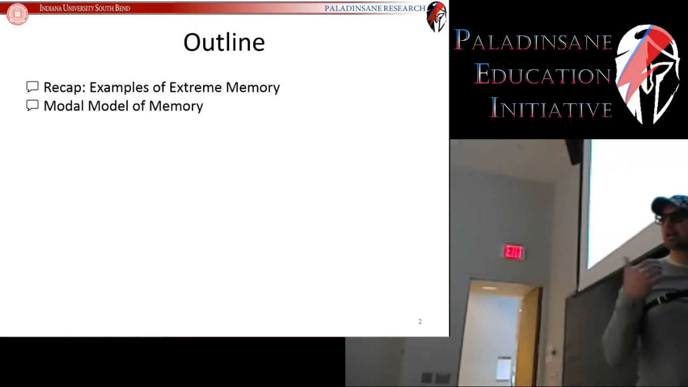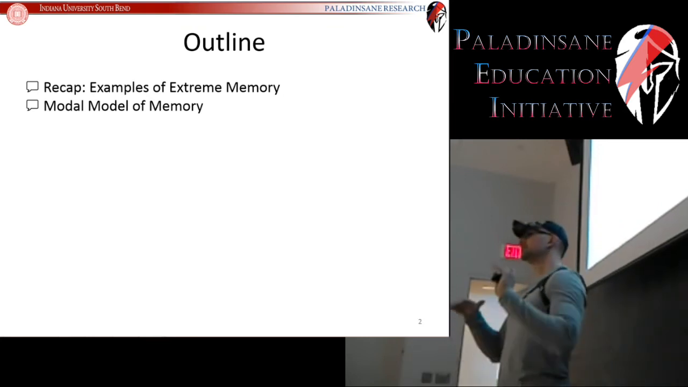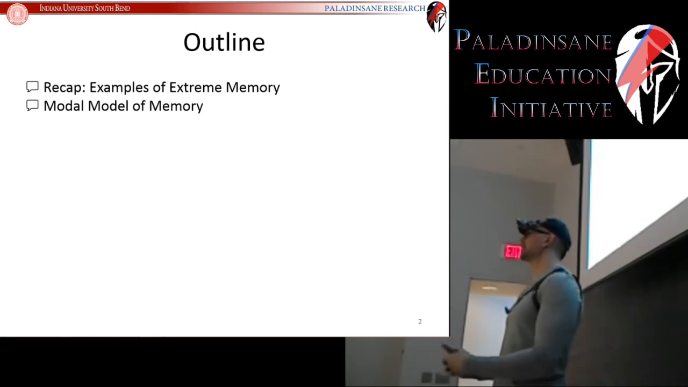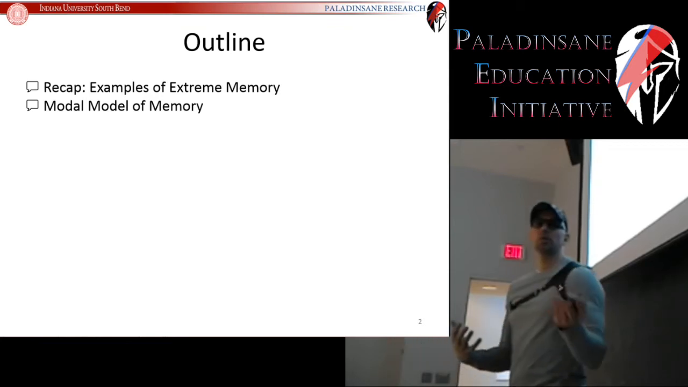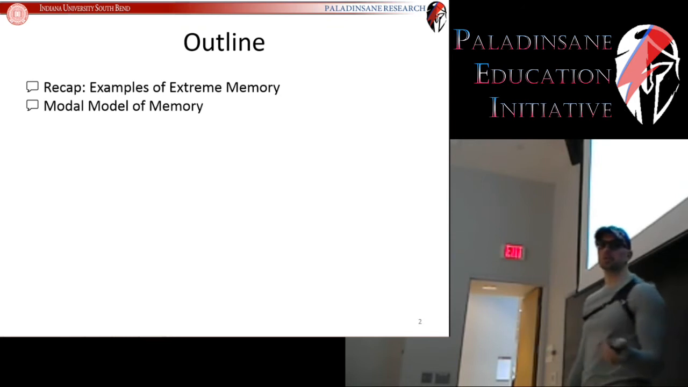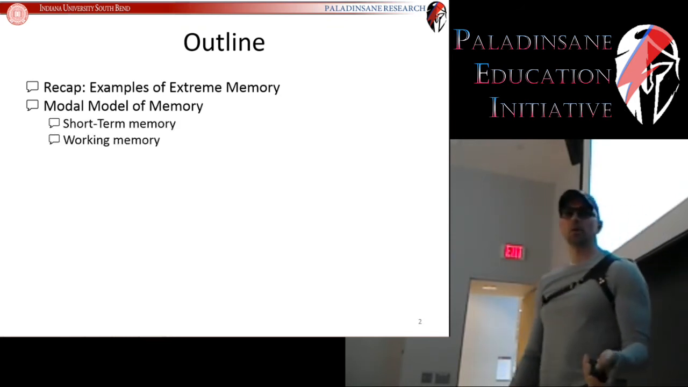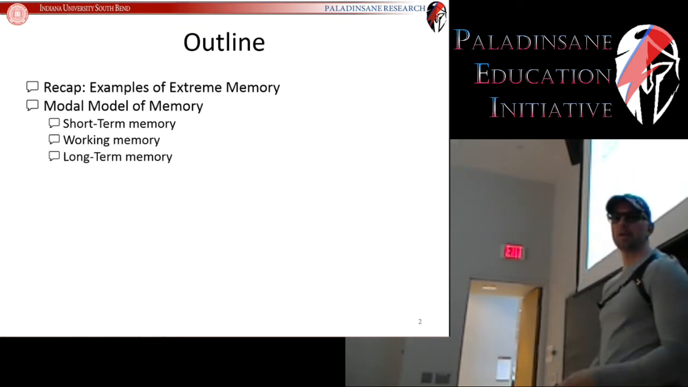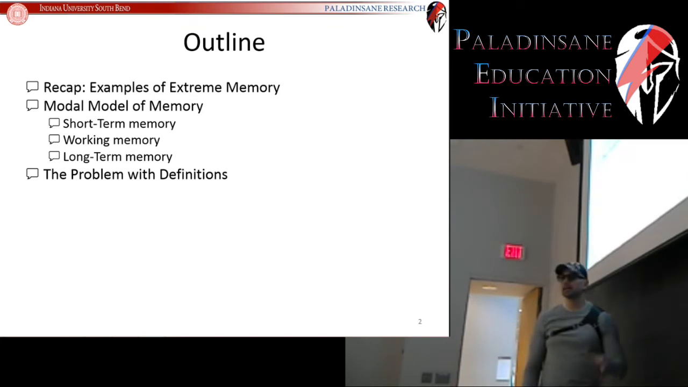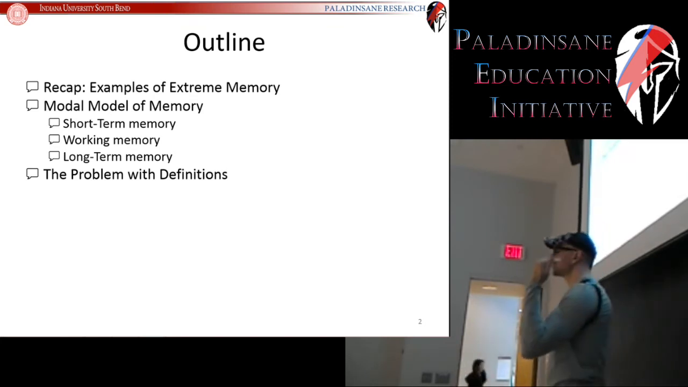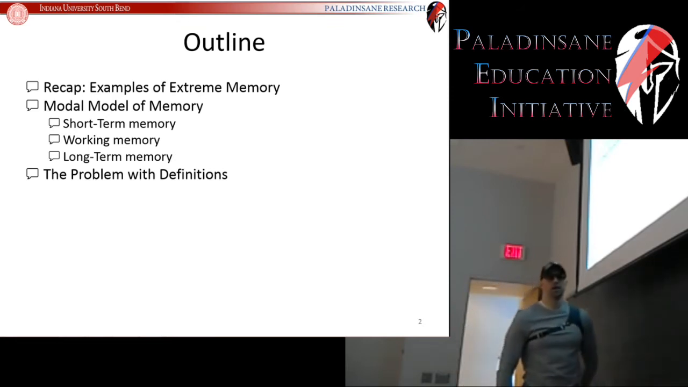And just take a look at the idea that there are different types of memory. Just the way that there are different modalities in your senses, you have vision, you have hearing, you have touch, we have different modalities of memory. So we'll introduce the idea of that model by taking a look at short-term memory, working memory, and long-term memory. We're going to continue our theme of looking at how things are defined and bring up a common criticism of the definitions for the modal model of memory.